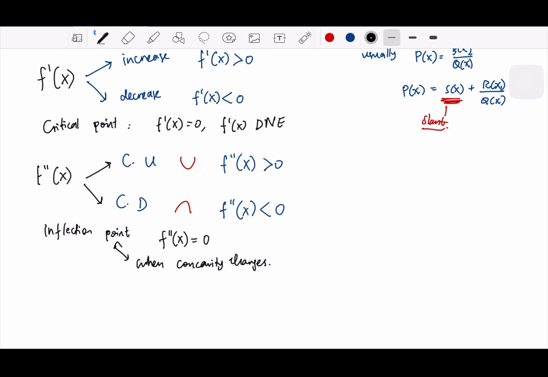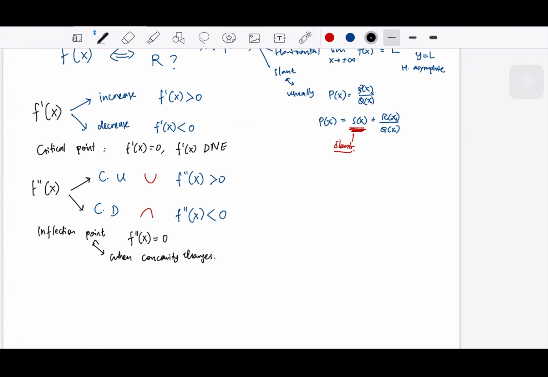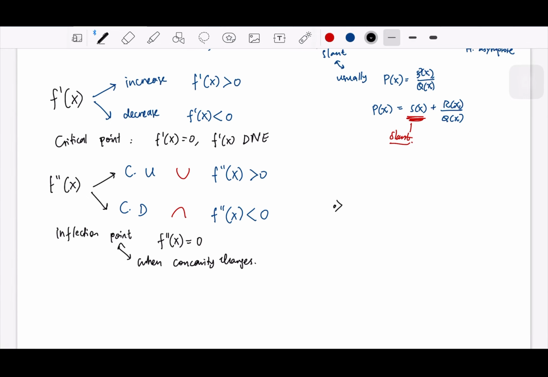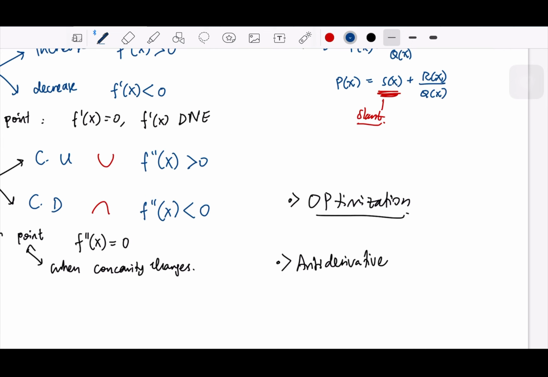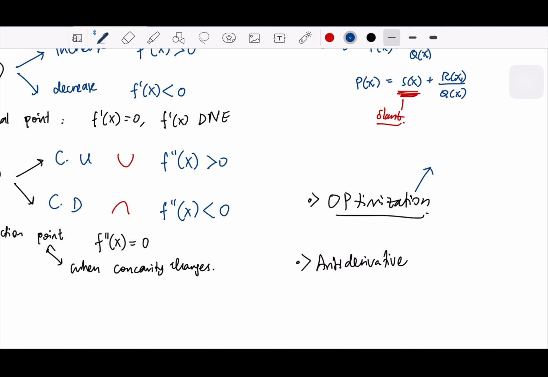Another essential in chapter 4 includes the indeterminate form, the L'Hopital rule, which we have done in previous slides. And the other part that is important in chapter 4 is optimization and the antiderivative. For optimization, I hope you still remember how we can solve the problems.